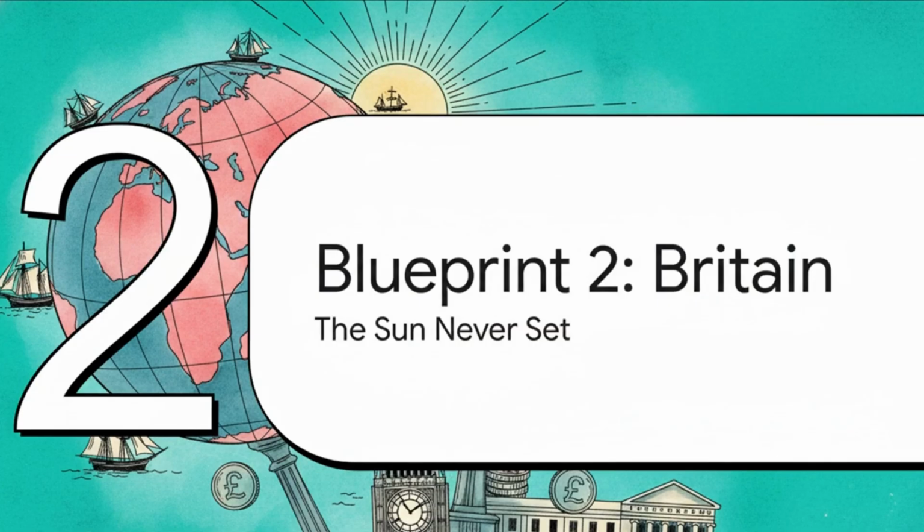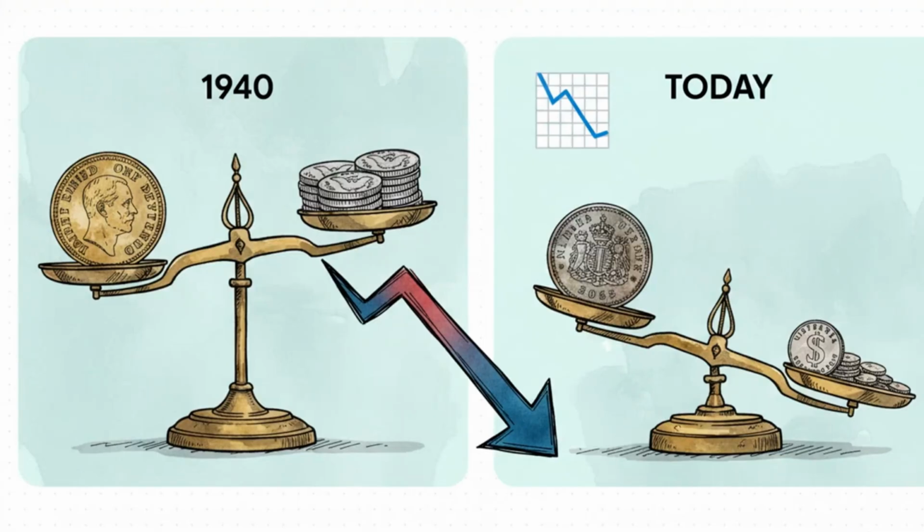The British Empire is at its absolute peak. It controlled a quarter of the world's land. The pound sterling was the global reserve currency, no questions asked. London was the undisputed financial capital of the world. But guess what? They followed the exact same pattern.